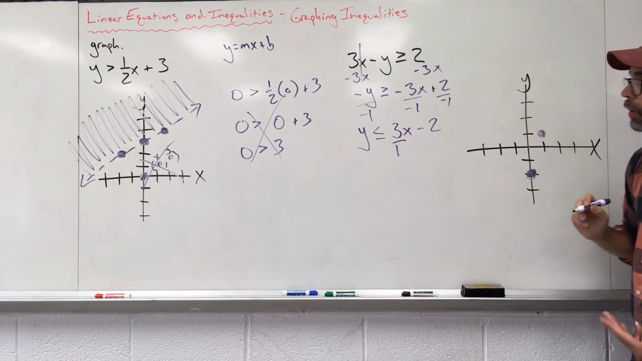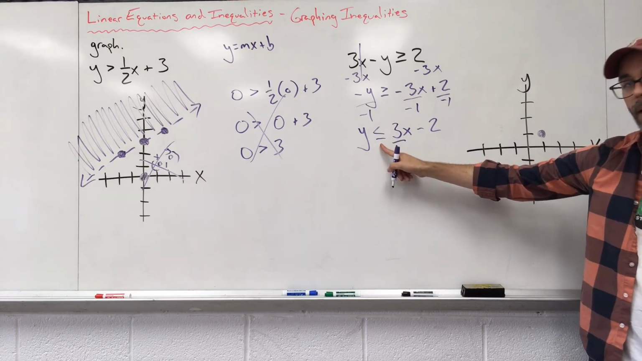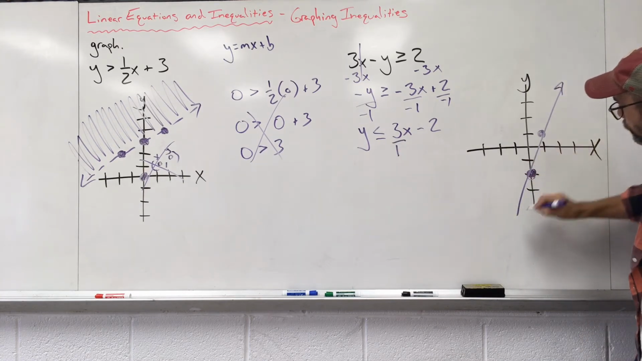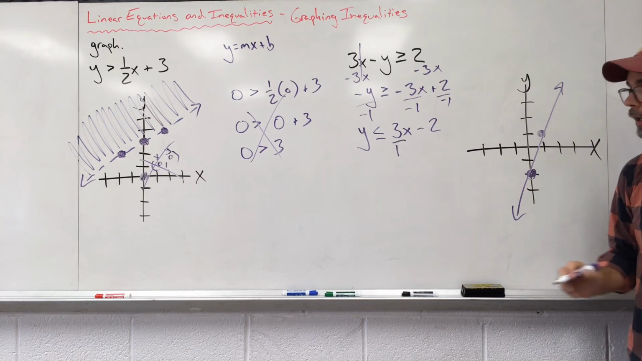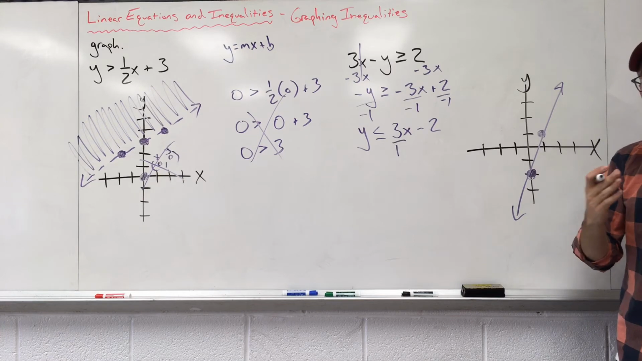Okay. Will this be a solid or a dashed line? We see an equal sign. That means it's got to be solid. Let's connect it with one big solid line. Almost done. The inequality also says we have to shade. We have to pick a point, any point. Let's shade.